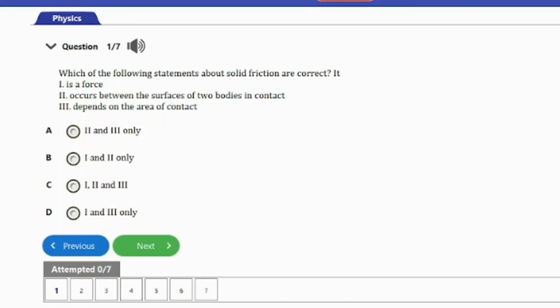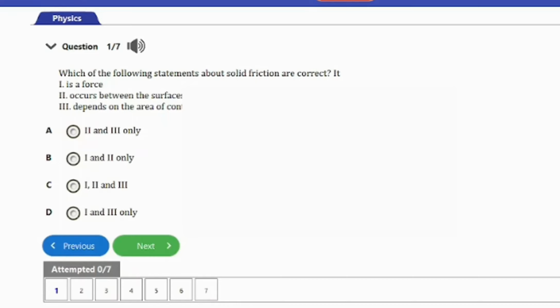In today's video on our WAEC physics exam revision series, we have these 7 WAEC repeated questions to answer on the topic motion. This video will be about solid friction, so ensure to stay till the end of this video. Let's go ahead and start with the first question here.